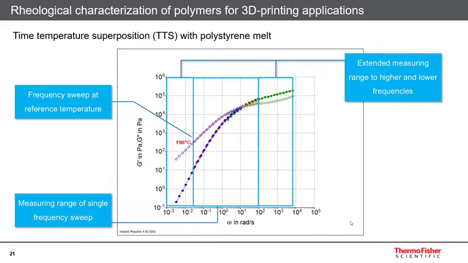At low frequencies, the sample is in the terminal region and the polymer melt behaves predominantly viscous. In the terminal region, the material's behavior is mainly governed by long molecule chain relaxation processes. Also, in the terminal region, G' and G'' typically have slopes of 2 and 1 in a double logarithmic plot, like it's shown here. At medium frequencies, a transition occurs with a crossover between G' and G''.